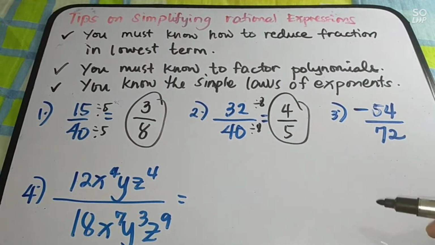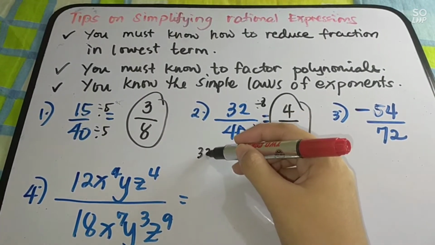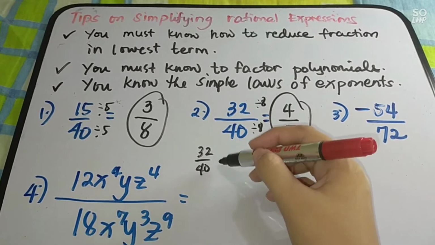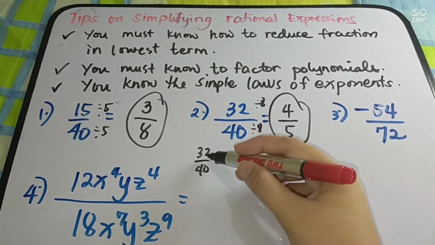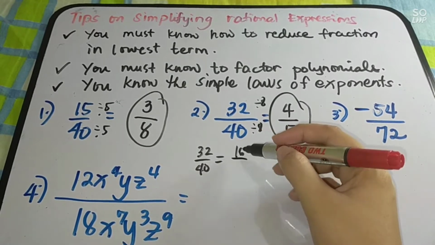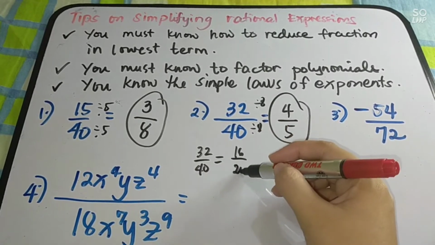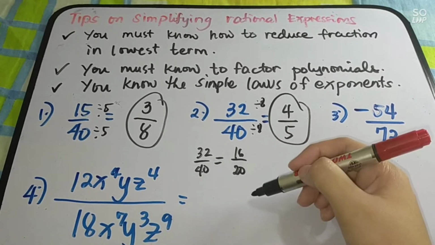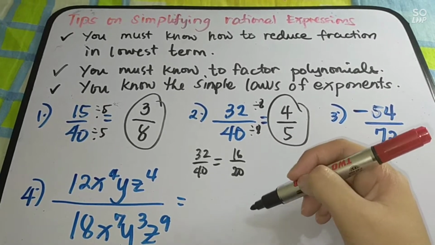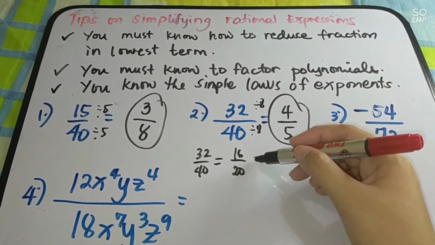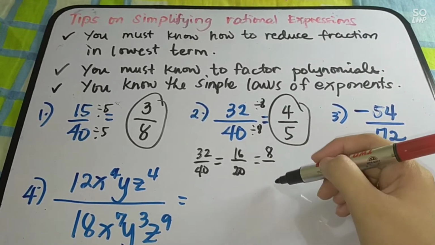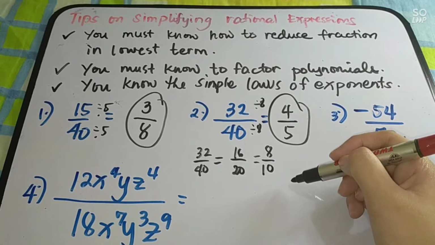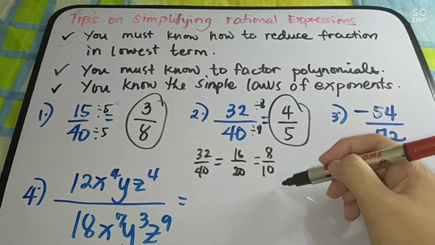Ma'am, paano kung hindi ko agad naisip? Ang naisip ko lang po ay divisible siya sa 2. Pwede naman. So, 32 divided by 2 is 16, 40 divided by 2 is 20. Pero po, pwede pa si 16 and 20. Kung naisip ko ulit ay 2, pwede naman. So, 16 divided by 2 is 8, 20 divided by 2 is 10. Diba?